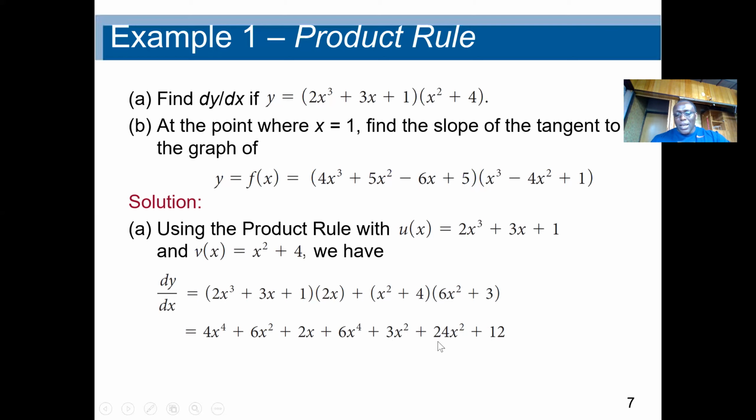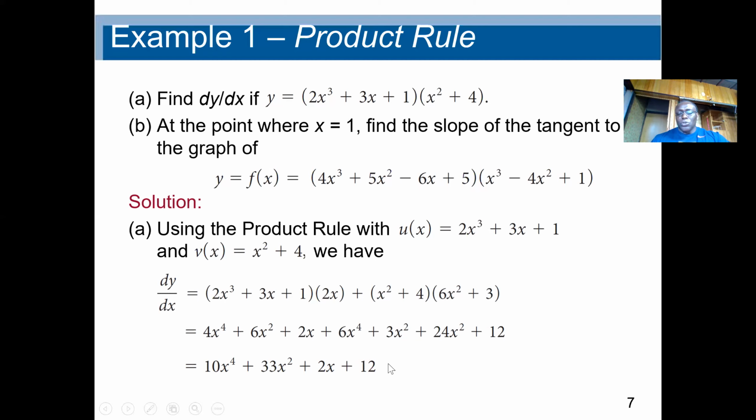Then we can combine the like terms. So we have x to the power 4, x to the power 2. We have to combine them. So our final answer will be 10x to the power 4. Why? Because we have 4 here and we have 6 and it's plus, so it's 10. Then x squared, so we have 6, and we have 3, 9, 24. That'll give me 33x squared. Then we have only one 2x and only one constant value, which is 12. So that will be our final solution.